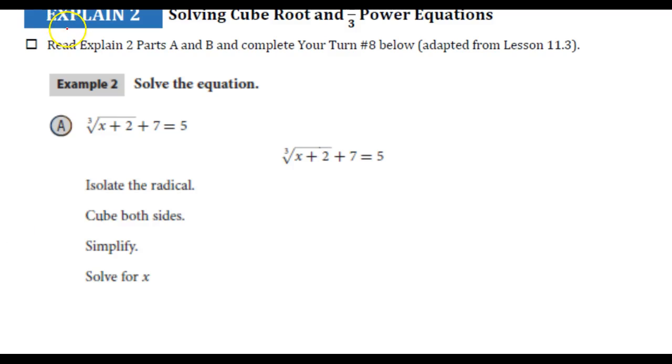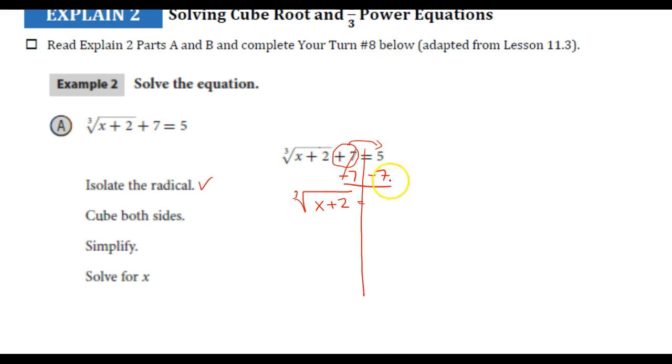Moving right along to explain 2, solving cube root and 1/3 power equations. For example 2, we have a problem: the cube root of x plus 2, plus 7 equals 5. The first thing we're going to do, just as it says here, is to isolate our radical. So we're going to get rid of what's being added. What's the opposite of adding? Subtracting. So that would cancel out, and I'm left with the cube root of x plus 2.